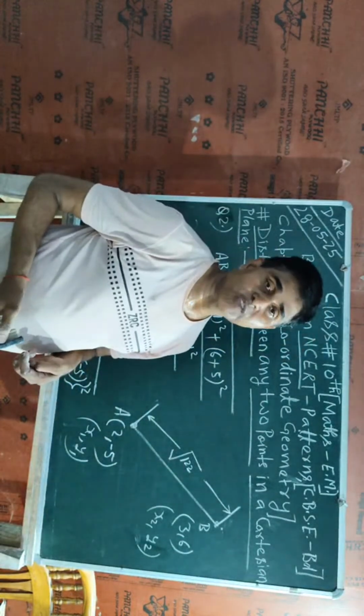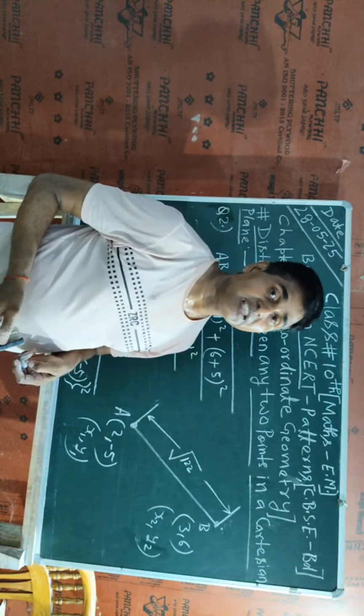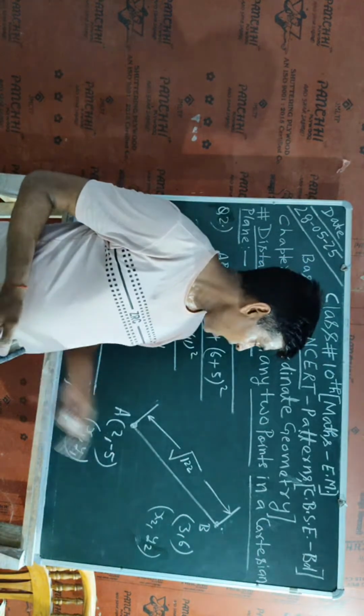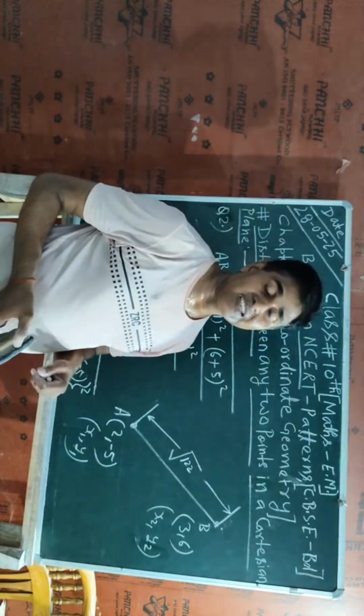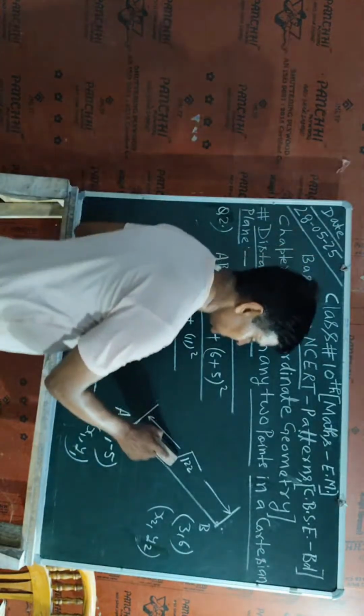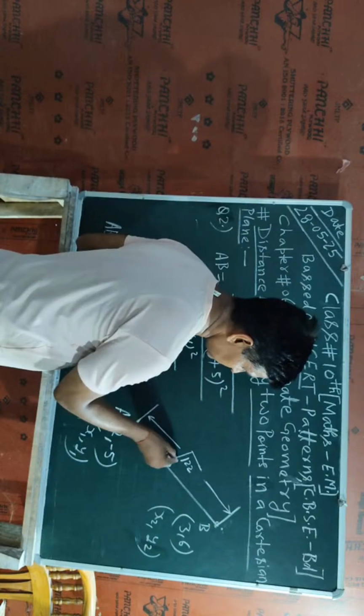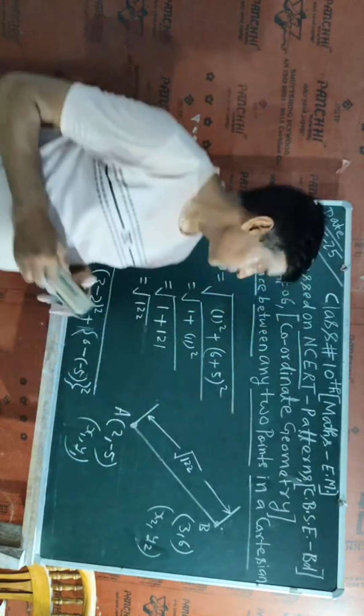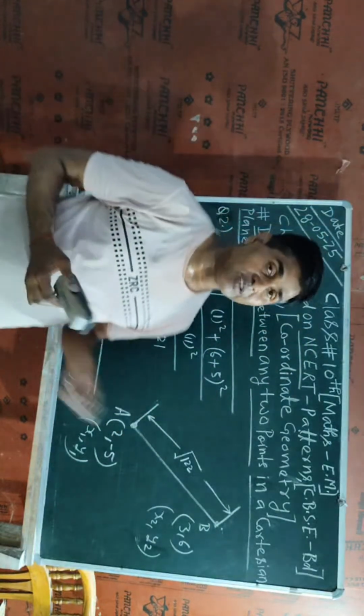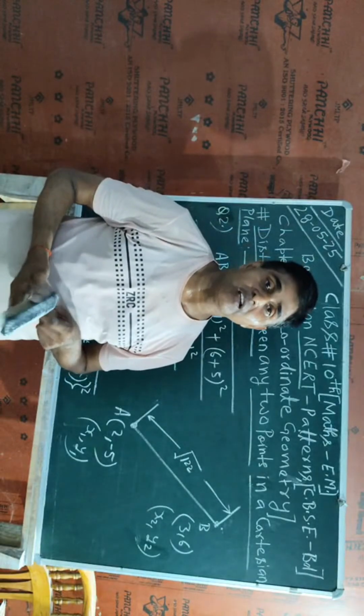Okay, distance can be calculated in meters, that is in the MKS system. If I consider it in centimeters, that will be in the CGS system. Okay, students, each and every student has to follow this concept for calculating the distance between any two given points in the Cartesian plane.